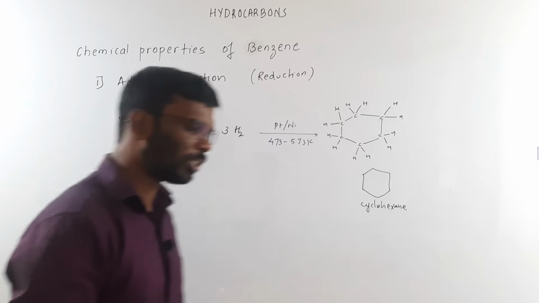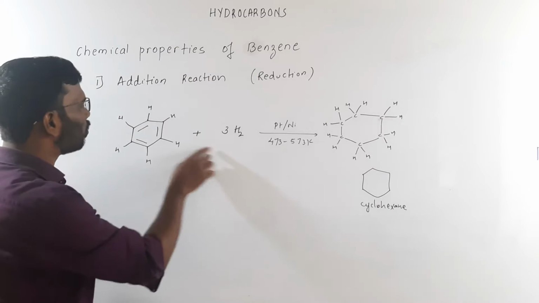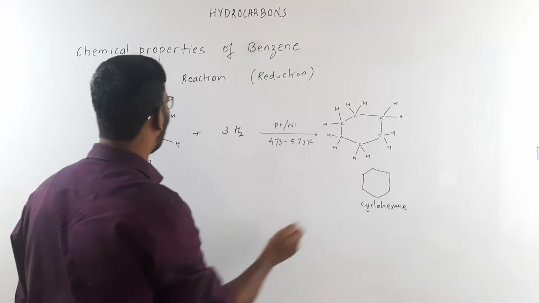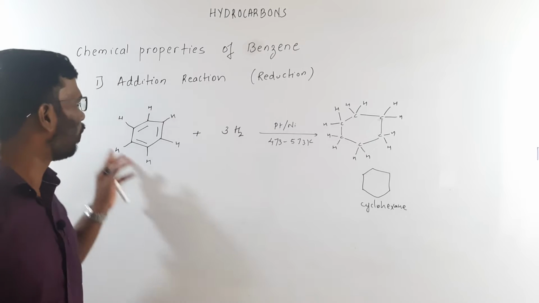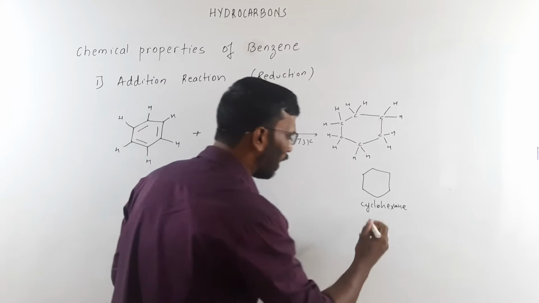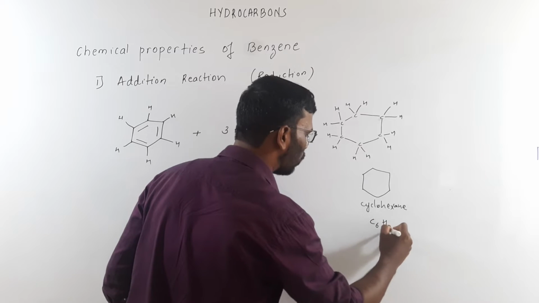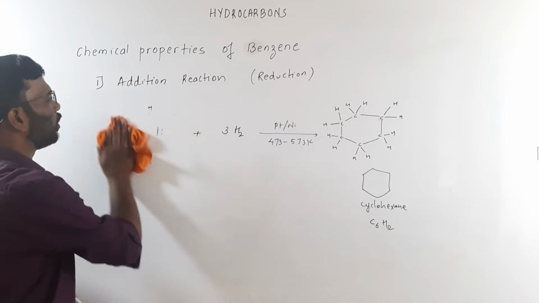This is the addition reaction because the double bond is changing to the single bond over here and hydrogen is being added. There were 6 hydrogens, now there are 12 hydrogens over here, so there is an addition of the hydrogen. C6H12 is the formula for this. Next is halogenation reaction.